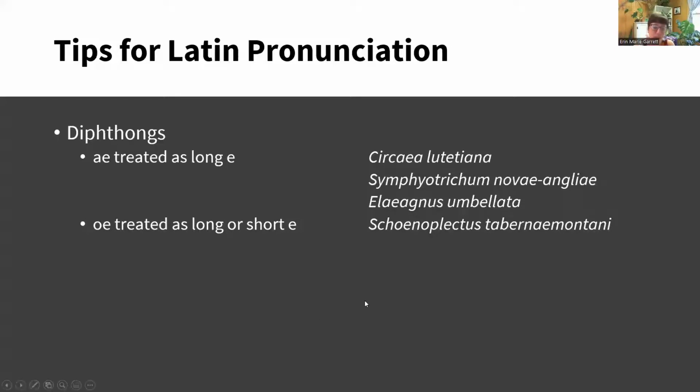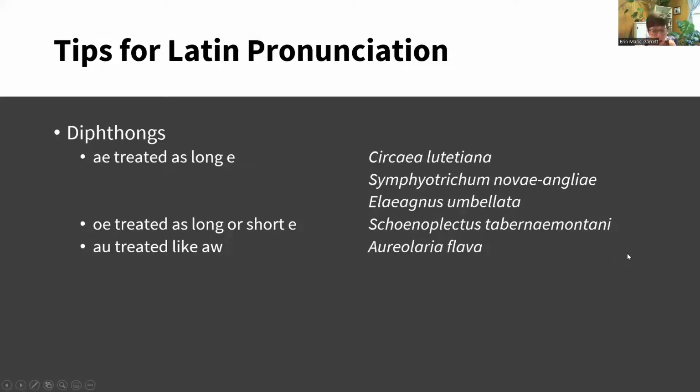Okay, so we could say Schoenoplectus, and I'm not even going to do the second one. I need a break. Schoenoplectus. Why do I not do a CH like a ch? Because that sound is not in Latin either. We'll look at that in a second. So Schoenoplectus.